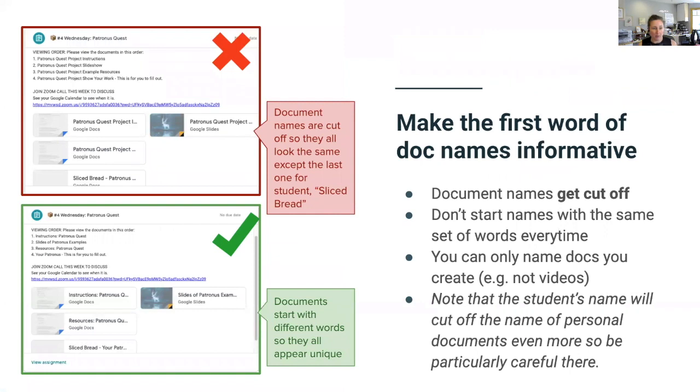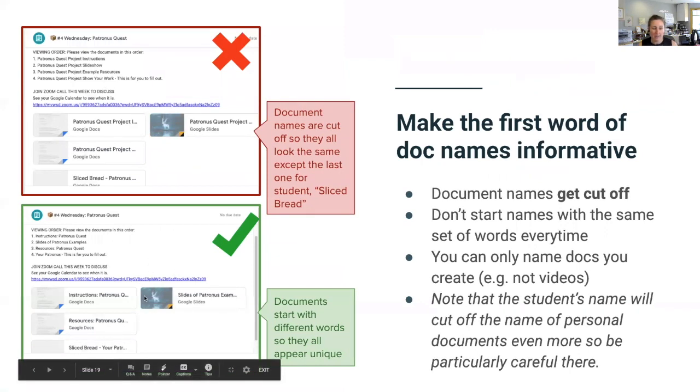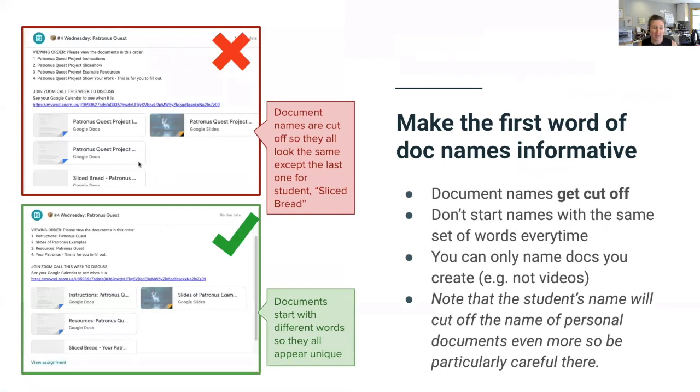Okay, document naming. It turns out that when you look at these document packages, these assignment packages, they really cut off names. And so sometimes you see something like this. I saw this a lot in some of the document packages that I looked at. The names are really getting cut off. Like here's one that has 4 different items, and they're all called Patronus Quest because it's Patronus Quest instructions and slideshow and resources in your work. And so everything's being cut off, and there's no way for a student to know what they're supposed to do first. They'd have to be actually psychic.